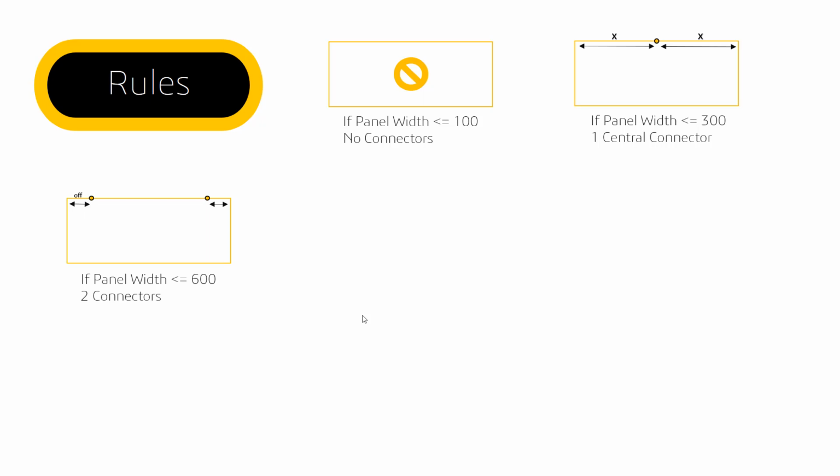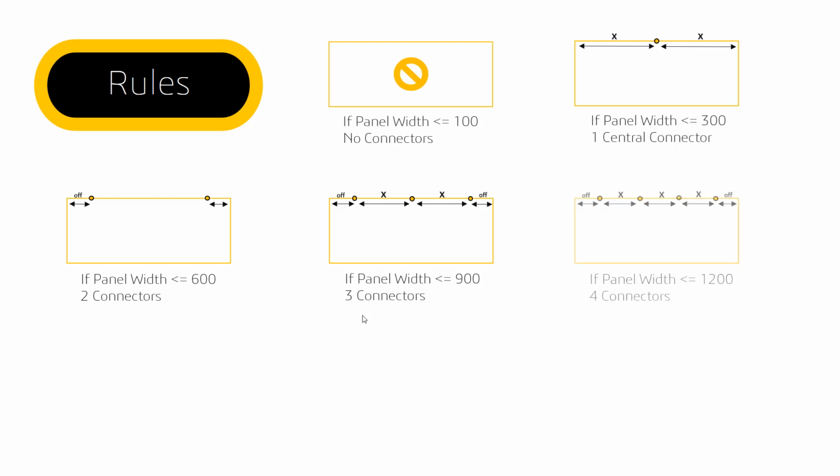If the panel width is less than or equal to 600, then 2 connectors will be added, and these will be both with a given offset from the outside faces, which in our scenario will have a default value of 32 millimeters. If the panel width is less than or equal to 900, then 3 connectors will be added, 1 bang in the middle, and then 1 on each side with the given offset from the outside faces.